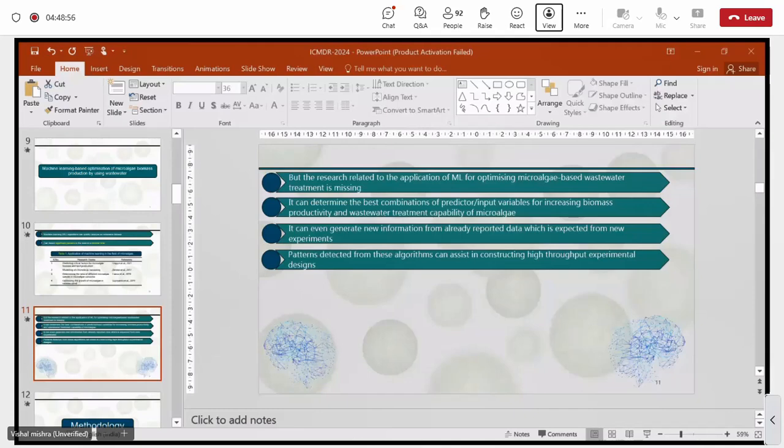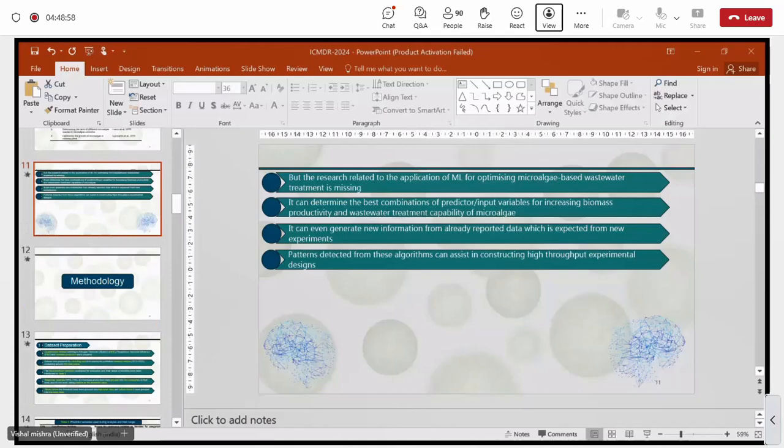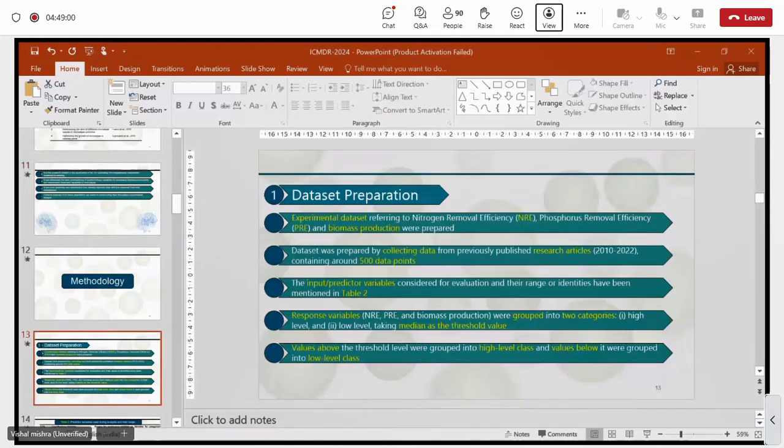And so what was the methodology for that? We filtered several thousands of manuscripts altogether, and we got some very good papers out of this.